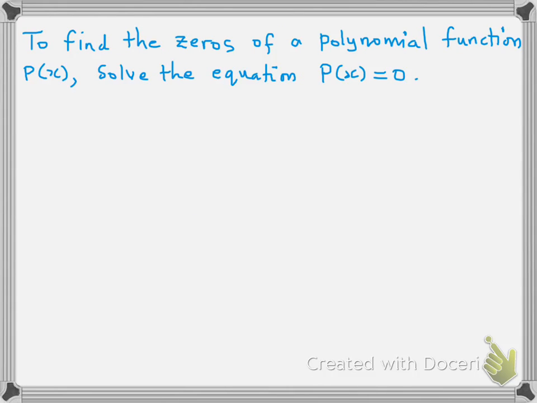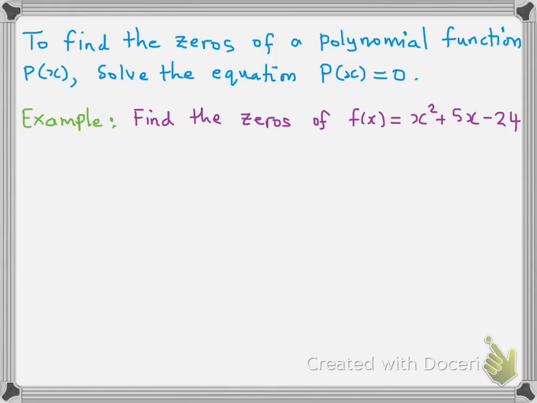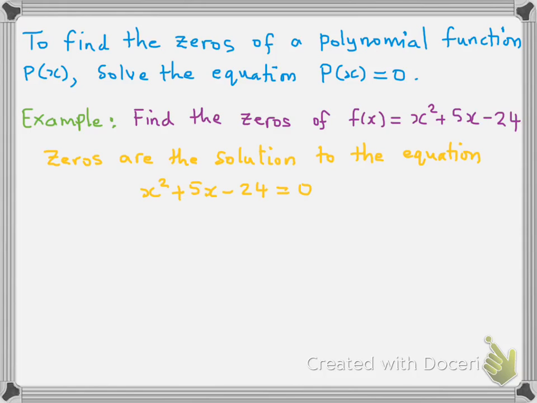So to find the zeros of a polynomial function p of x, we just solve the equation p of x equals 0. So whenever you have a polynomial function given to you and you want to find the 0 of the polynomial function, all you have to do is solve the equation p of x equals 0. So for example, let's find the zeros of this polynomial f of x equals x squared plus 5x minus 24. That means we want to solve this equation x squared plus 5x minus 24 is equal to 0.